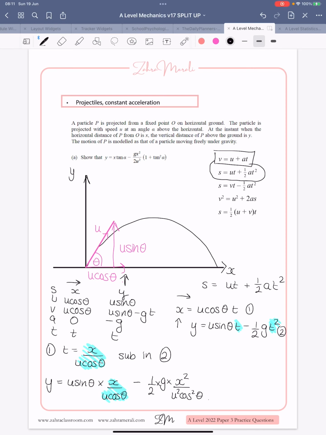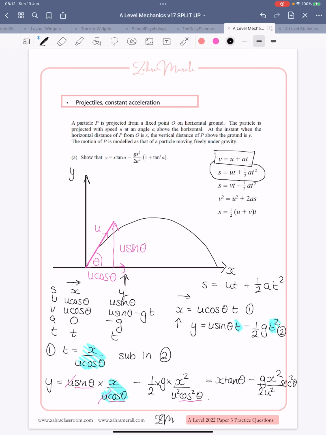Now, if you have a look, there's a few things that are going to cancel out. So we can see that our u's are going to cancel here. And also we'll have sine over cos, so that's going to become tan. And we've got 1 over cos squared, which is going to become sec squared. So we're going to end up with x tan theta minus g x squared on the top, so 1 times g times x squared. And then we've got 2u squared on the bottom, and all of that is multiplied by sec squared theta.